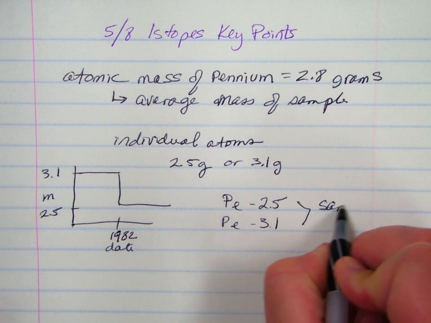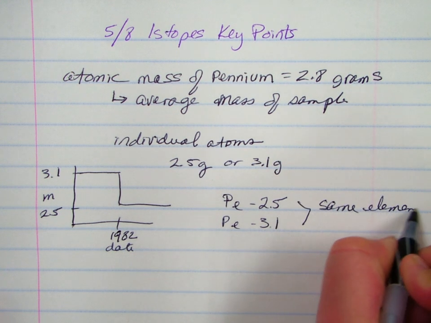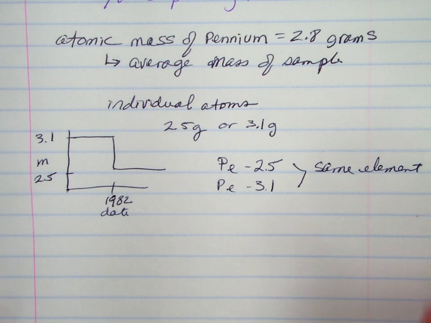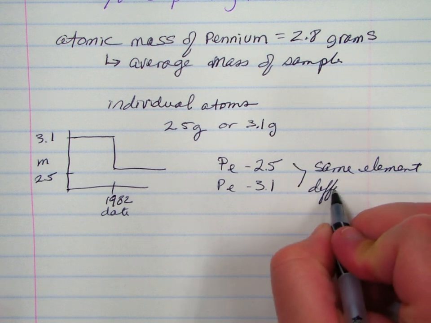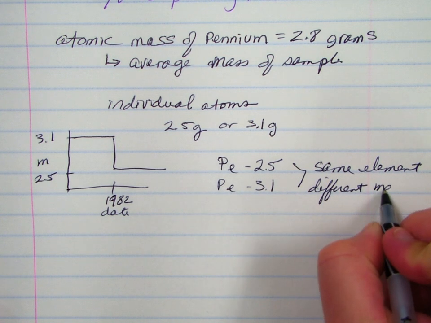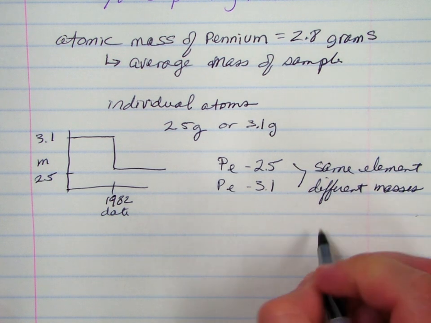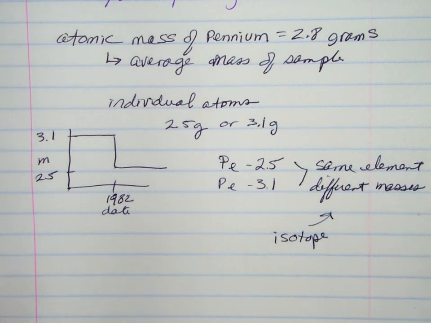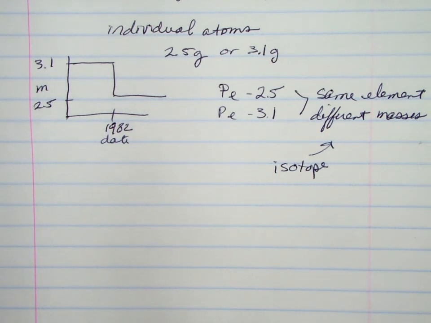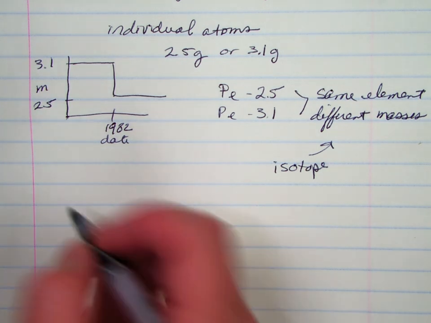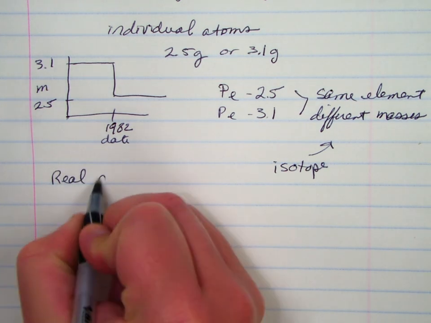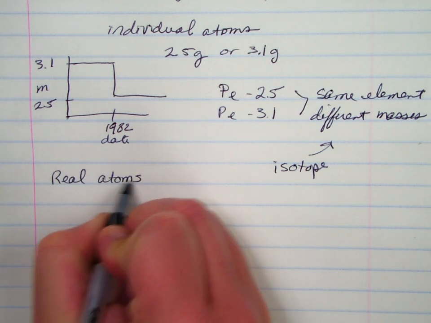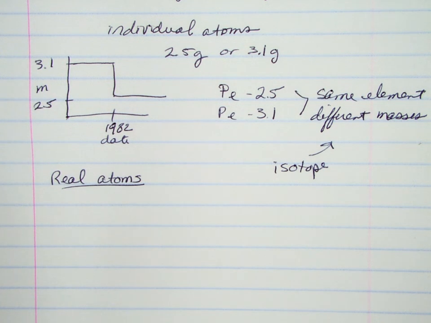These are the same element, but they have different masses. And this is the definition of an isotope. Different masses, same identity. Now in real atoms, it's the same thing. We can have different isotopes, different versions of the atom.